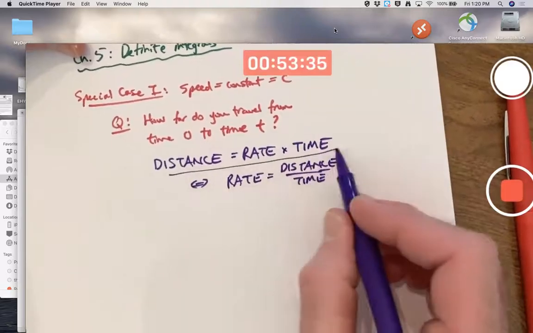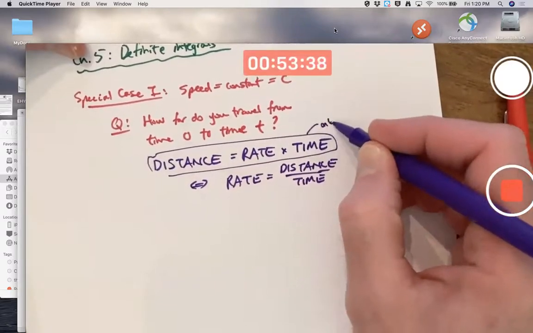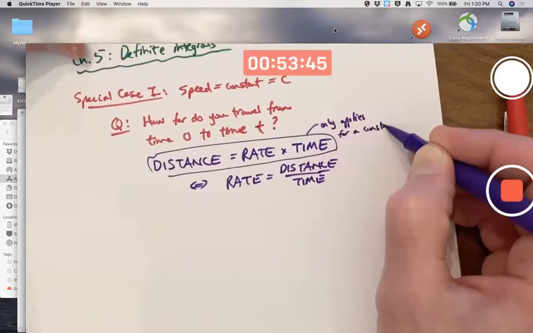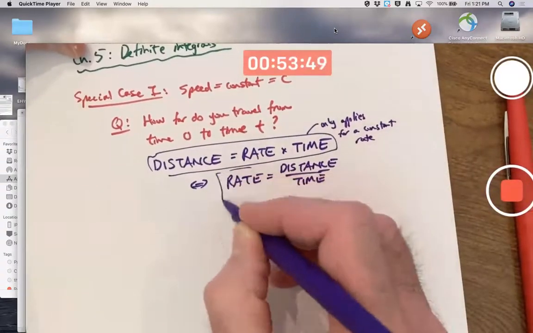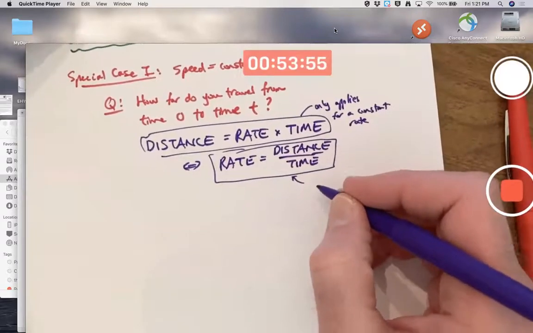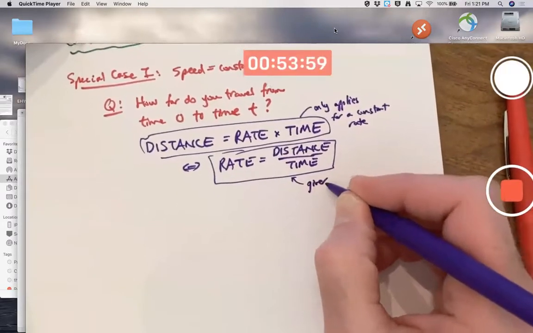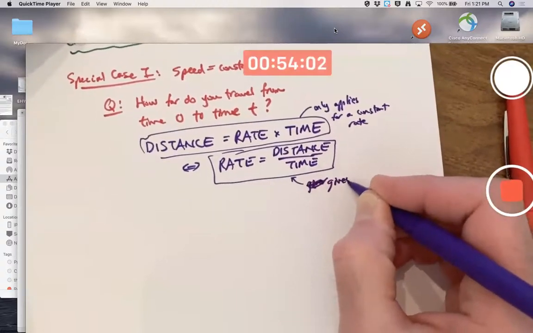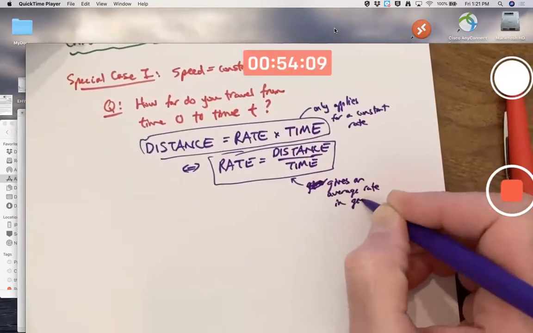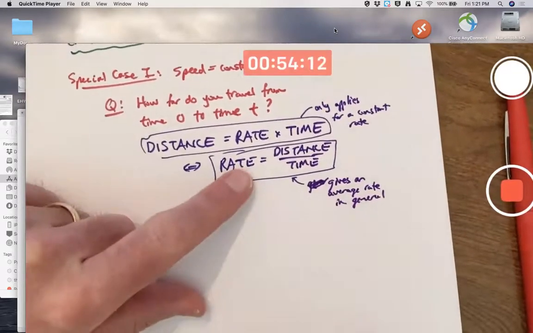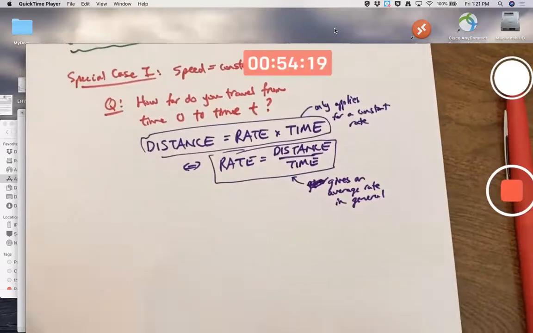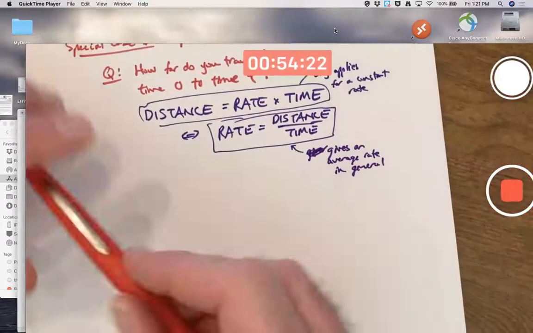This formula here only applies for a constant rate, constant speed. And this formula here, well, it actually applies all the time, though it gives an average rate in general, rather than an instantaneous rate. It gives an average rate. But this formula is generalized to derivatives. This formula is generalized to integrals. We can apply it now.